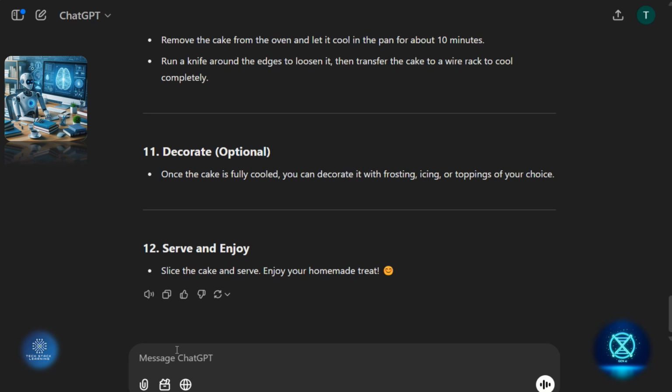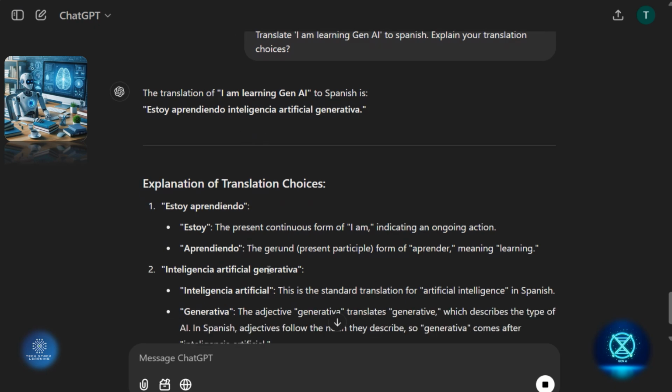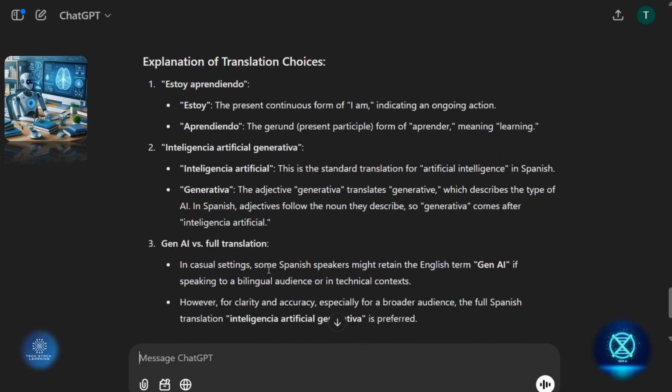So next we can see the translation. If you want to translate from one language to another, right? So I'll give: translate, "I am learning Gen AI" to Spanish. Explain your translation choices. Okay, let's see what it is going to give. So it has translated to Spanish and it has given you the explanation of why, what, and things.